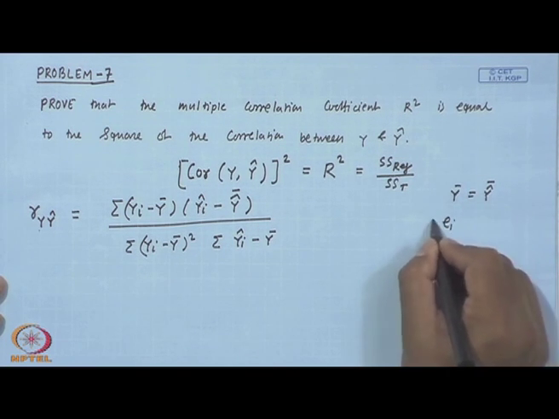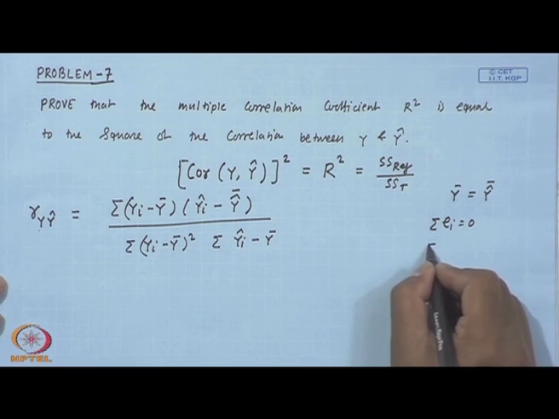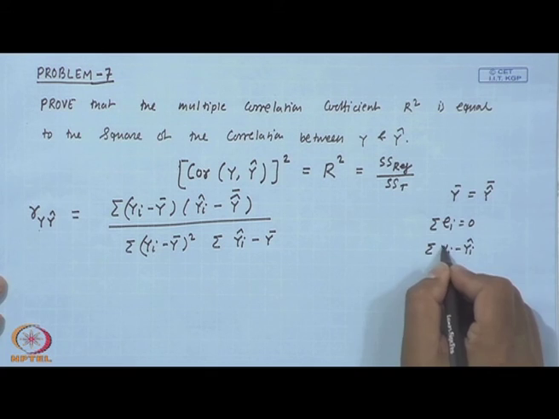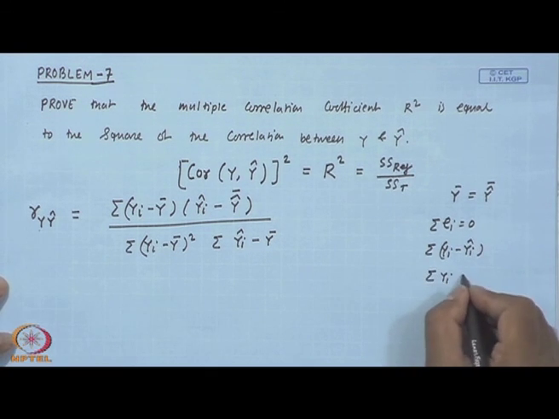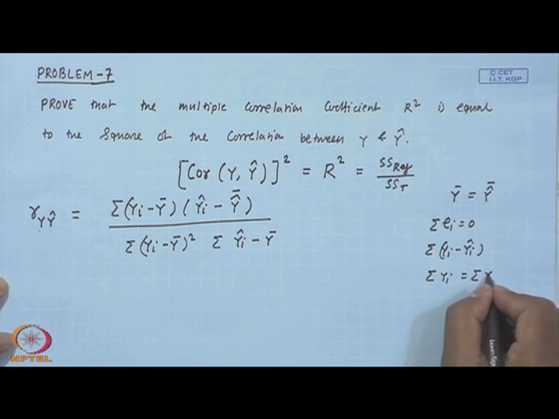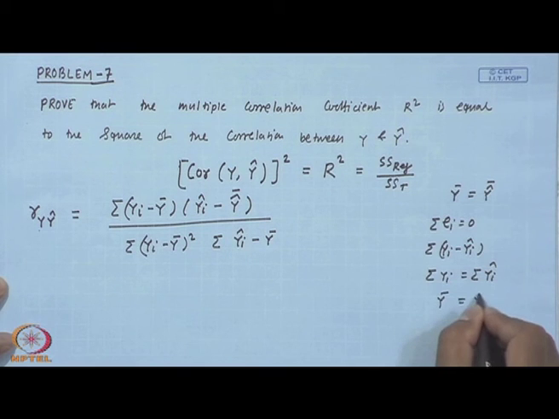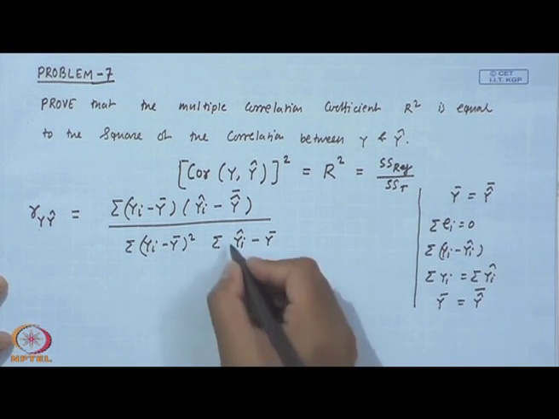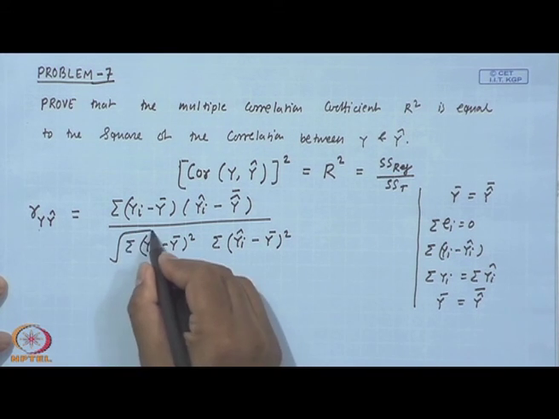You know that the summation of E I is equal to 0 for a model with intercept, and E I is nothing but y I minus y I hat. So, this says that the summation of y I is equal to the summation of y I hat, and then of course y bar is equal to y hat bar anyway. So, this is the square and the square root of this.